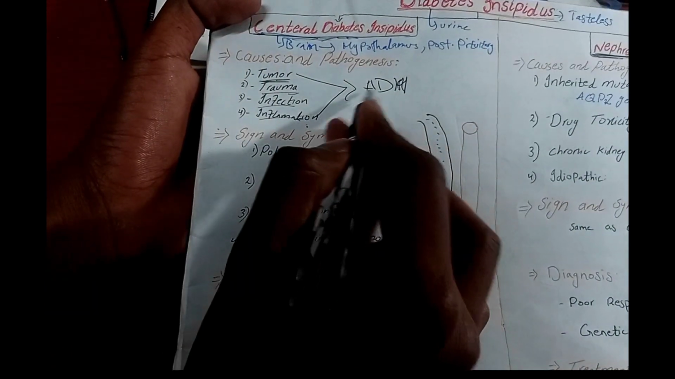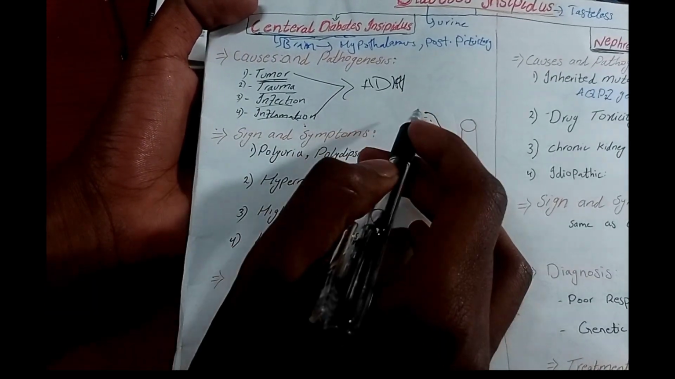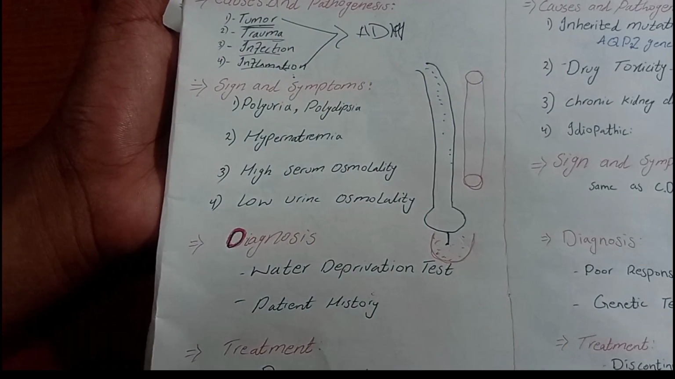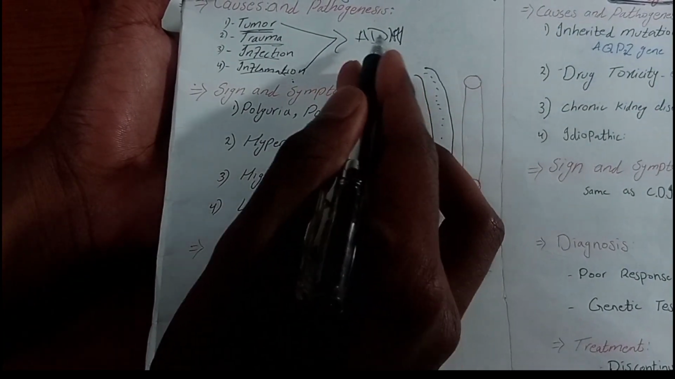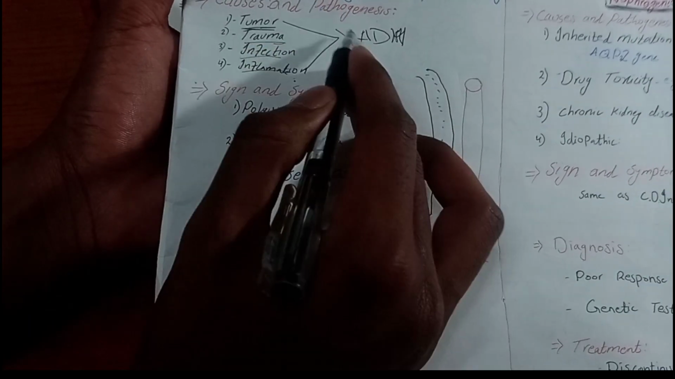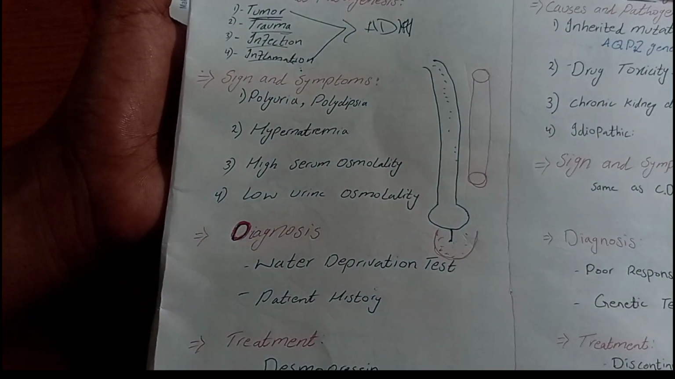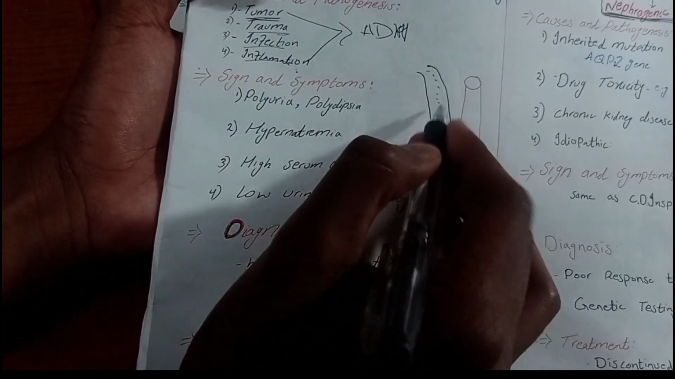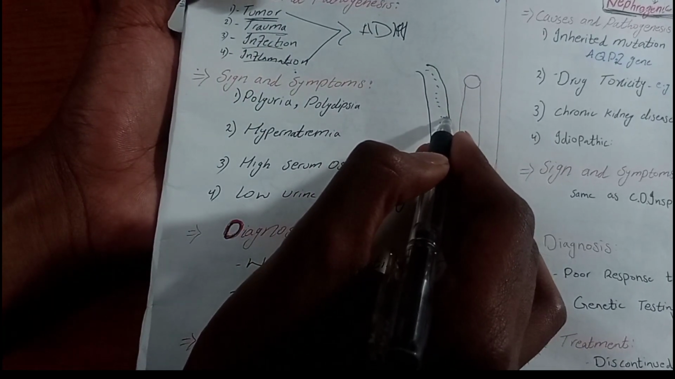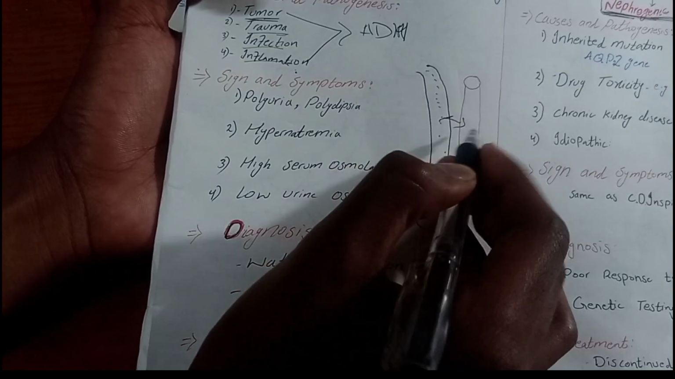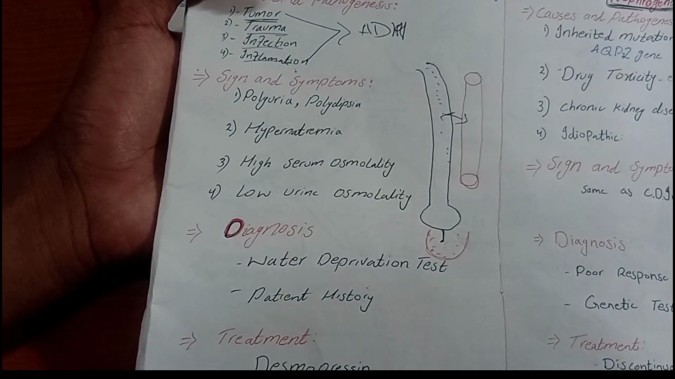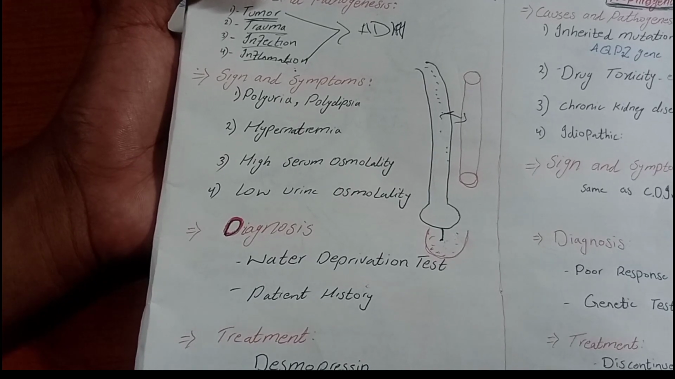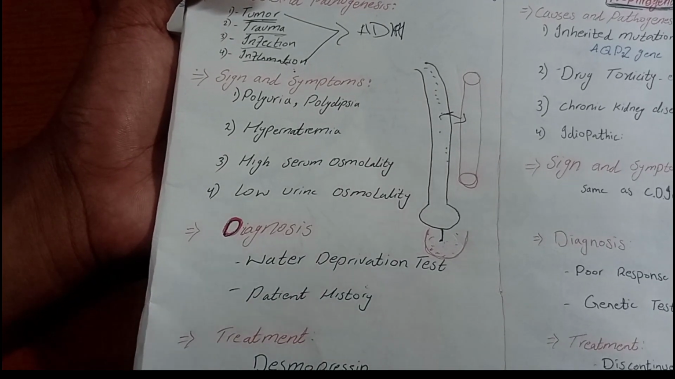Now, what will happen if ADH is not present here? Now discussing signs and symptoms. What symptoms will appear in a patient who does not have ADH hormone? First of all, as I said, the function of ADH is that it starts formation of pores and starts saving water in our blood vessels, transferring water from our tubule into blood vessels.